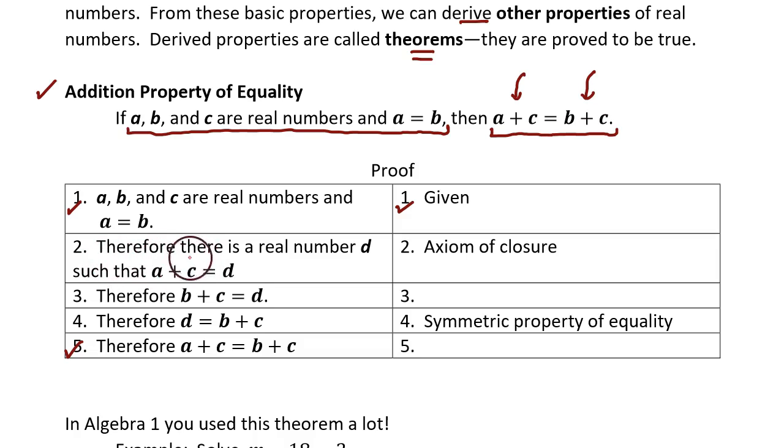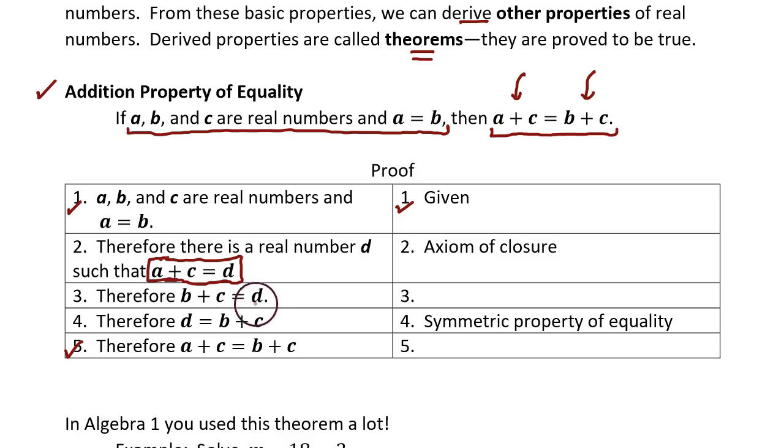Statement 2. Therefore, there is a real number D such that A plus C equals D. The reason we know that is the axiom of closure. That axiom said that when you add two real numbers, you're guaranteed to get another real number. This statement leads to statement 3, that B plus C equals D.